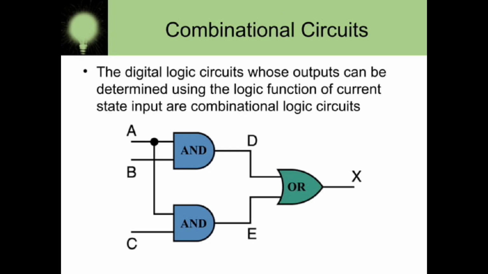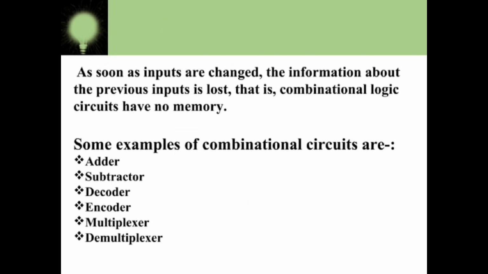Combinational circuits. The digital logic circuits whose outputs can be determined using the logic function of current state inputs are combinational logic circuits. As soon as inputs are changed, the information about the previous inputs is lost, that is, combinational logic circuits have no memory. Some examples of combinational circuits are adder, subtractor, decoder, encoder, multiplexer, demultiplexer.